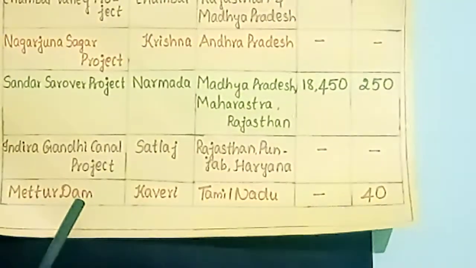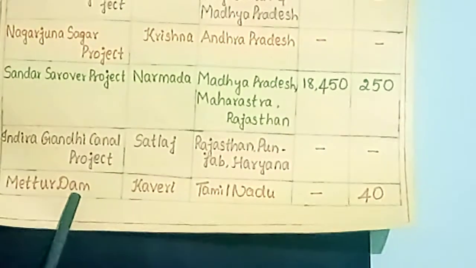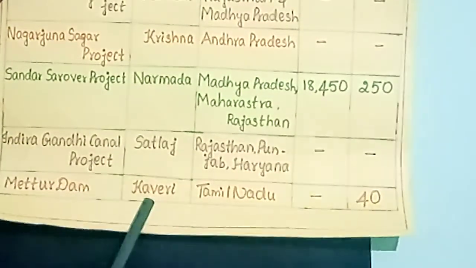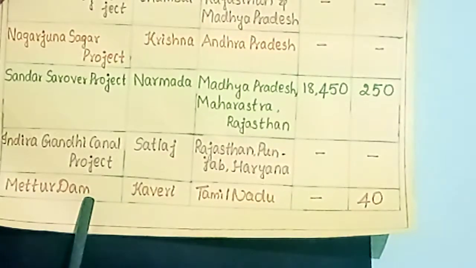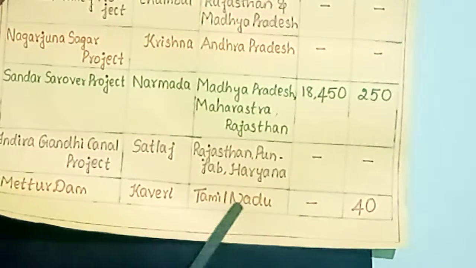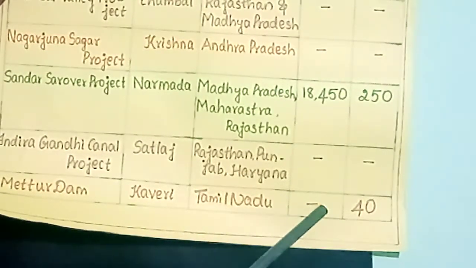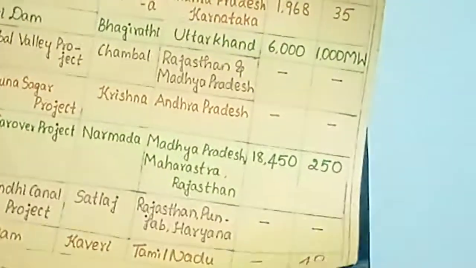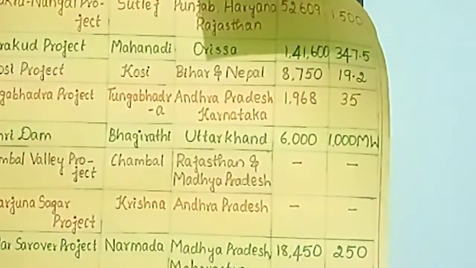Then the last one is Mettur Dam. This dam is built across the river Kaveri. The benefiting state is Tamil Nadu. It does not support irrigation, but 40 megawatts of electricity is produced from this dam's water.